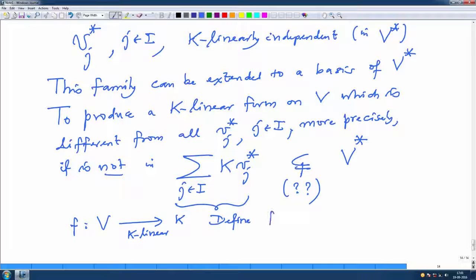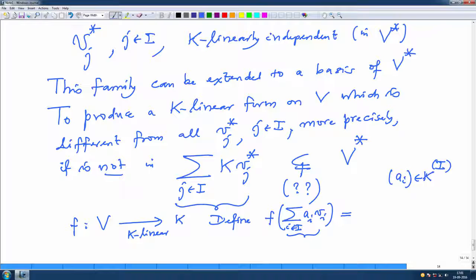So, I have to define F of the summation a_i v_i, where this tuple (a_i) belongs to K power round bracket I, so that this makes sense. If I define it on an arbitrary element, what is this? I need a scalar.